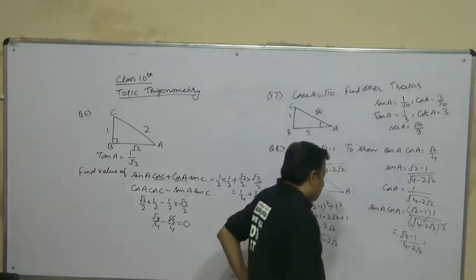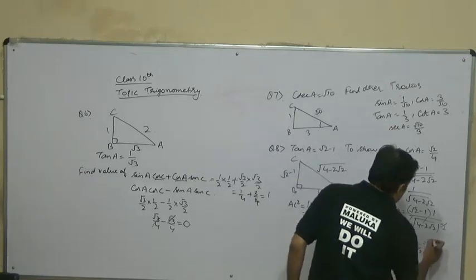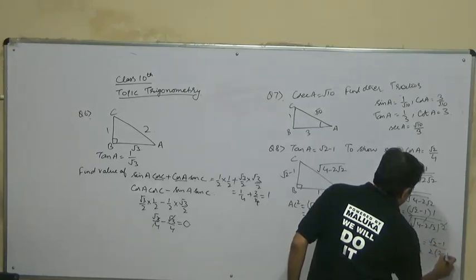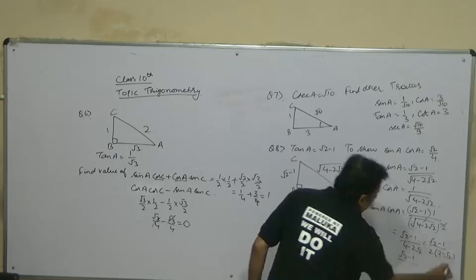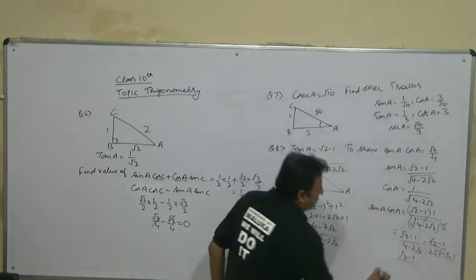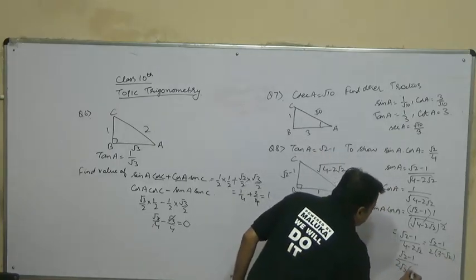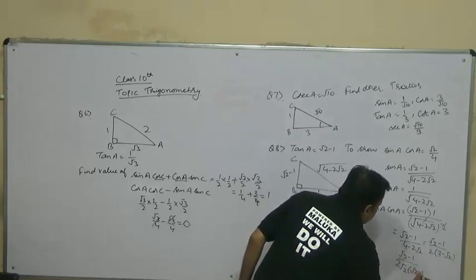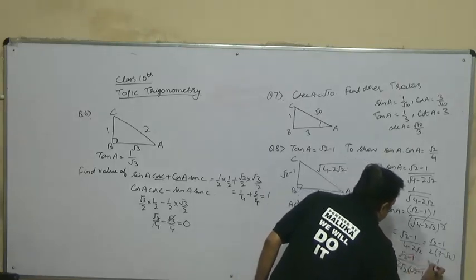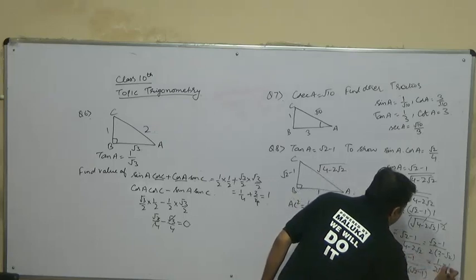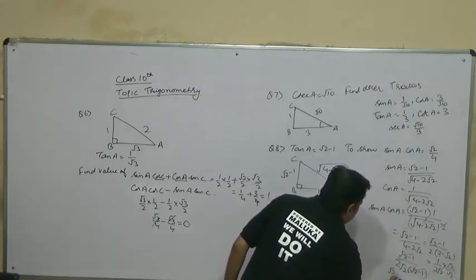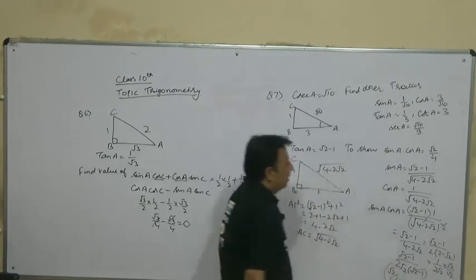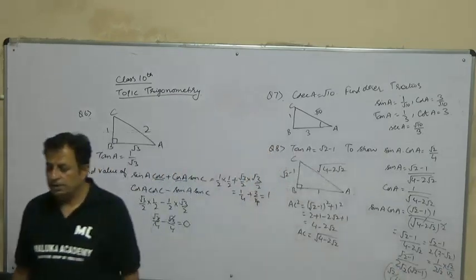So what we get from here? (√2 − 1) upon 2, and this will be 2 minus √2 times (√2 − 1). Again we take 1 √2 out from here, so this will be √2 times (√2 − 1). So these two cancel out. We get 1 by 2√2. Rationalize it. So this will be √2 by 4. So this is the answer from here.